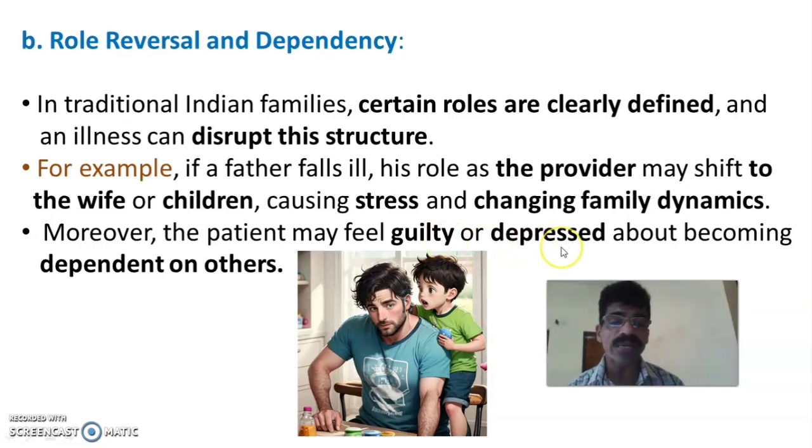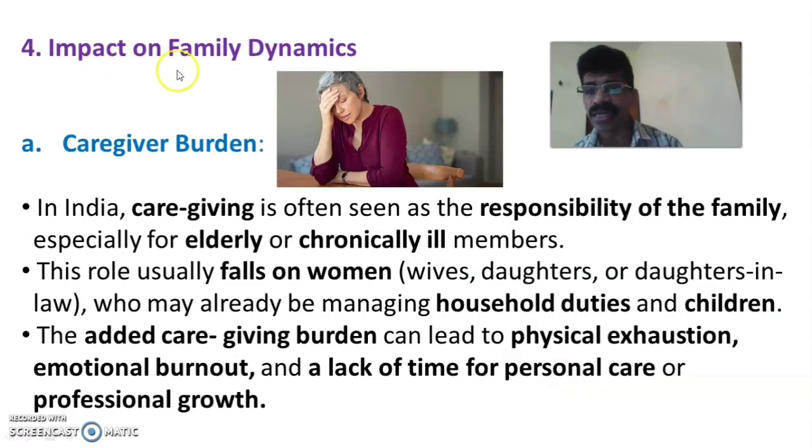Moreover, the patient may become depressed because of these diseases, because of becoming dependent on other family members, and because he couldn't do his role in the family. This comes under role reversal and dependency. So these are the two factors under social impact. Next is the impact on family dynamics, the complete family function. There would be an impact.